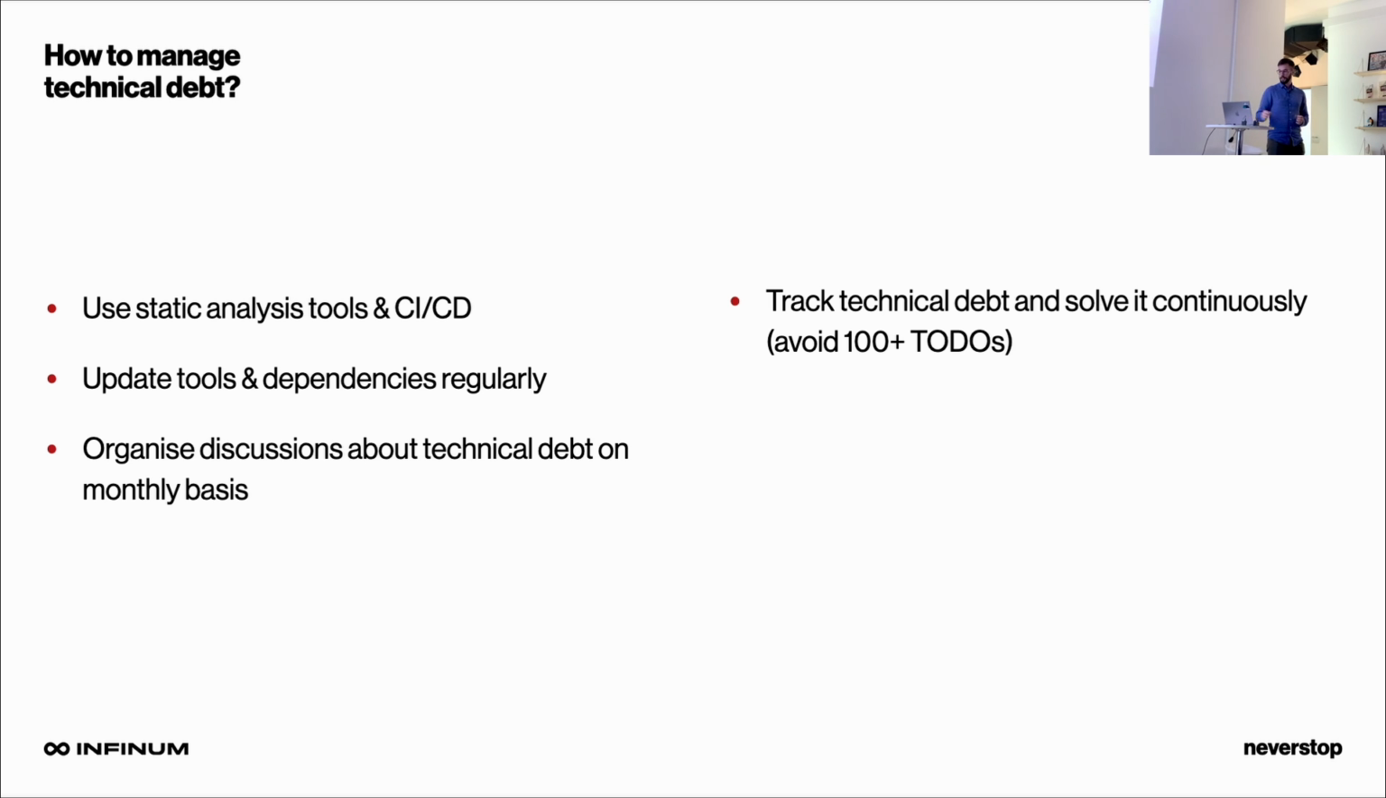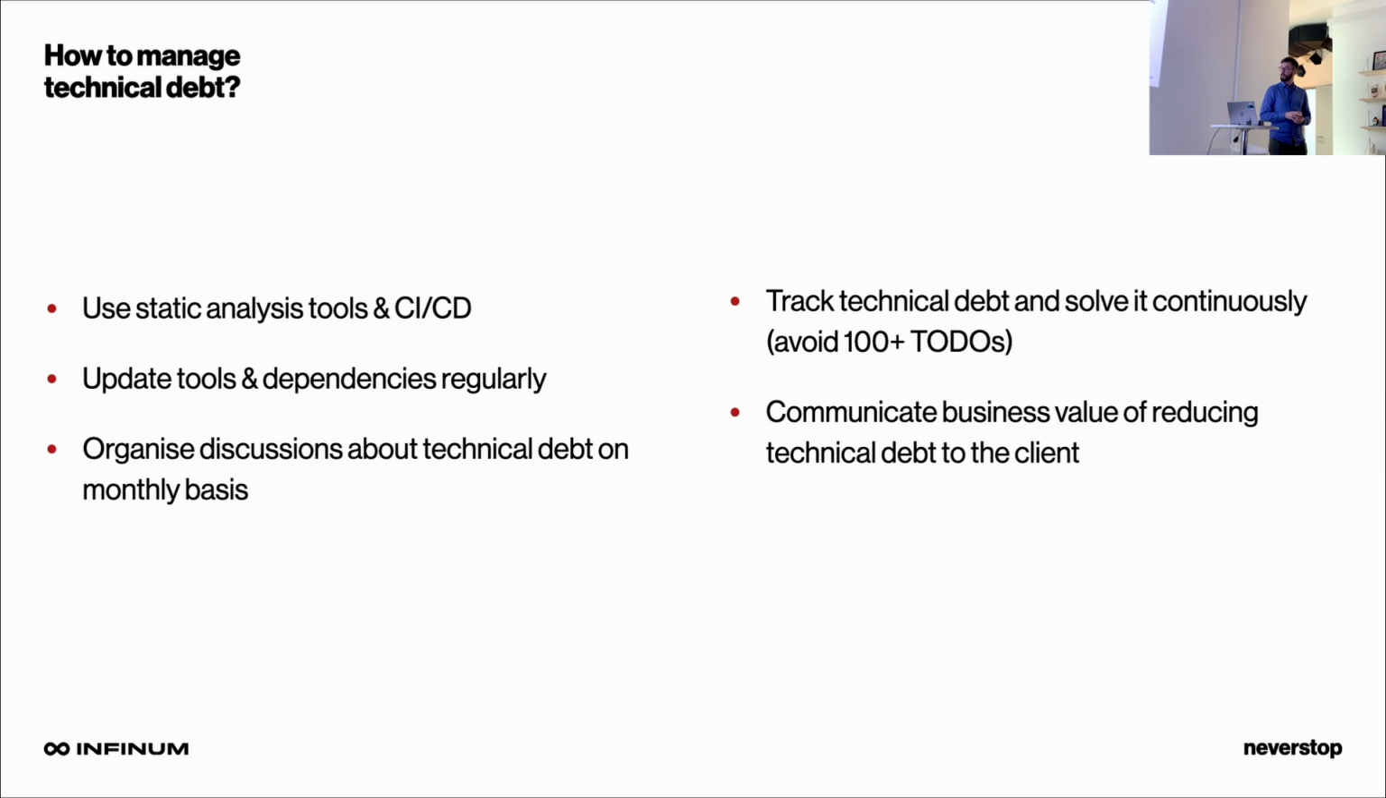Another one is track technical debt and solve it continuously. For this one, I would say that it's not good to let it build up. If you have more than 100 to-dos in your project, then I think it's much better to use some other system than inside of the project, create some kind of board, set priorities, give ballpark estimates if you can, and so on. And the last one is communicate business value of reducing technical debt to the client. For most technical debt, there is a business value which you can communicate, and the client might not understand technical aspects, but they do understand business.